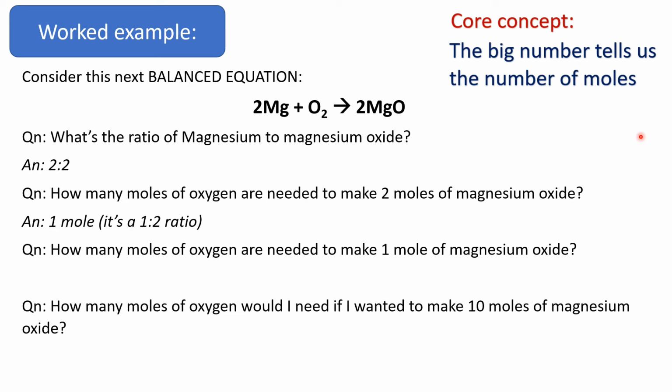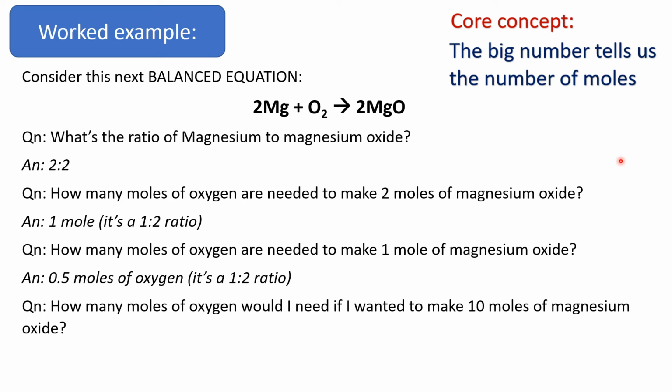Next question, how many moles of oxygen are needed to make 1 mole of magnesium oxide? So we're still using that same ratio, but this time we're saying, well, we don't want 2 moles of magnesium oxide. What if I just wanted 1 mole of magnesium oxide? Well, 1 mole of oxygen would make 2 moles of magnesium oxide, and therefore, if I halved this, I would have to halve that. So 0.5 moles or half a mole of oxygen would make me the 1 mole of magnesium oxide.